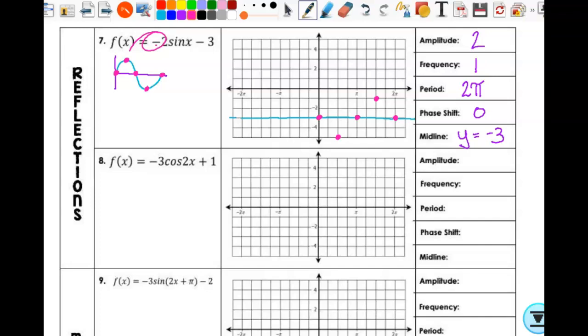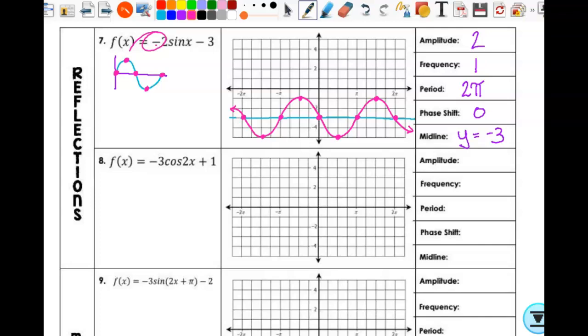All right, so then I just repeat that. Repeat the pattern over here. And here we go. Any questions at all? Good deal.